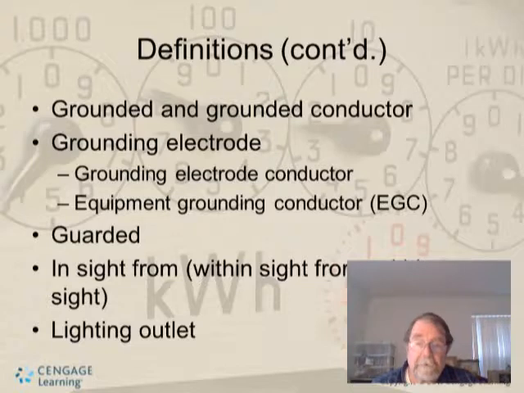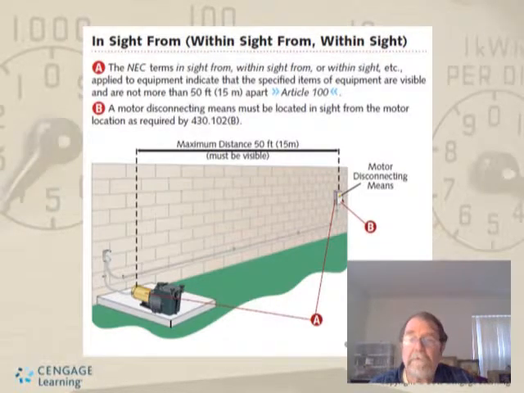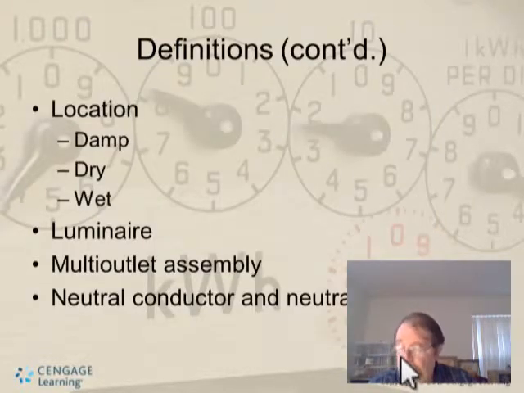Now, a lighting outlet is an outlet intended for direct connection of a lamp holder or luminaire, and this is called a lighting outlet. This is an example of sight, insight from within, sight from within sight. And so you have to have clear sight of the object that you're trying to disconnect. And we have some more definitions.